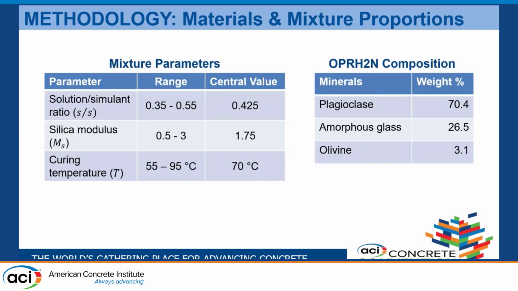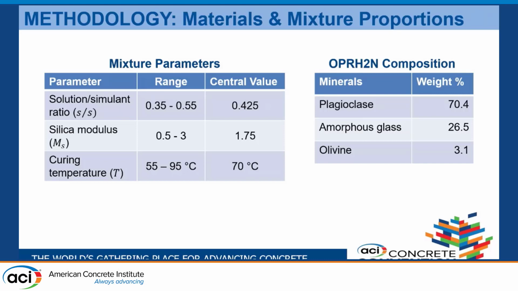Talking about the methodology, as I already mentioned, we are going to use the central composite design methodology to formulate the geopolymers. We have 3 parameters: solution to simulant ratio, silica modulus, and curing temperature. The central composite design uses a method where the different parameters help determine a response variable, which is the compressive strength. The ranges are 0.35 to 0.55 for solution to simulant ratio, 0.5 to 3 for silica modulus, and 55 to 95 degrees centigrade for the curing temperature.